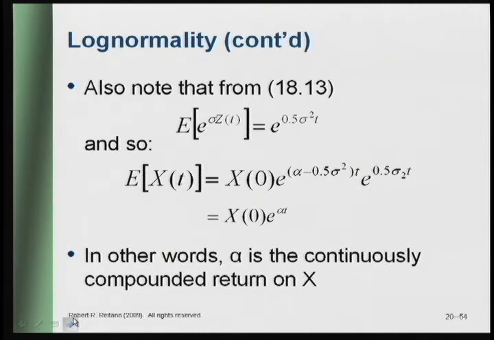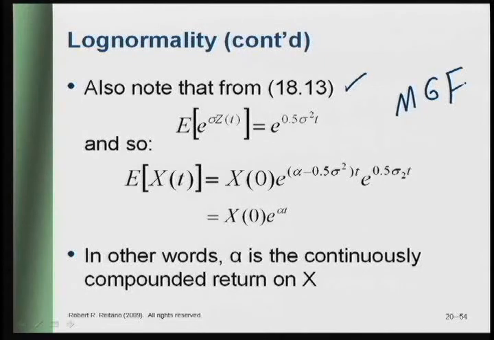Now, Chapter 18 is not on this exam, but it does provide a formula that if I have a normal random variable z, I can calculate the expected value of e to the sigma z. It comes from the moment generating function formula of the normal. Namely, the expected value of e to the sigma z is equal to this expression.